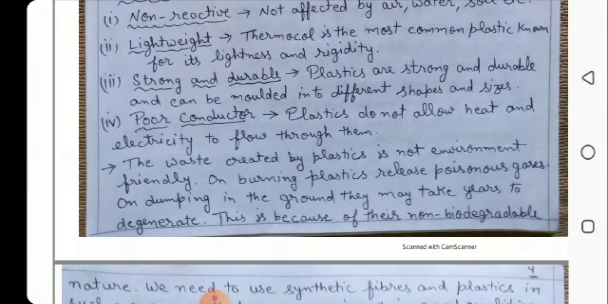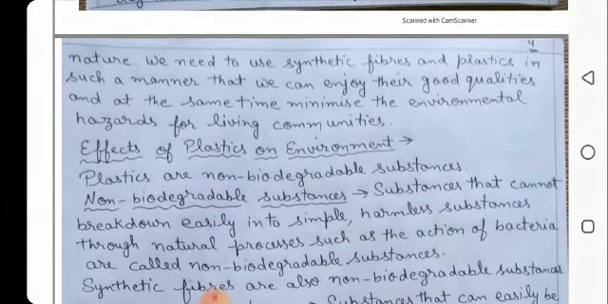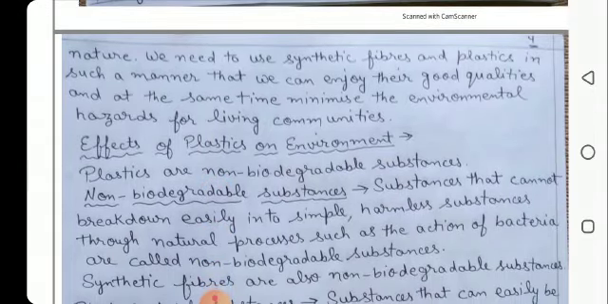The waste generated by plastic is not environment friendly. On burning, plastics release poisonous gases. On dumping in the ground, they may take years to degenerate. This is because of their non-biodegradable nature. We need to use synthetic fibers and plastic in such a manner that we can enjoy their good qualities and at the same time minimize the environmental hazards for living communities.